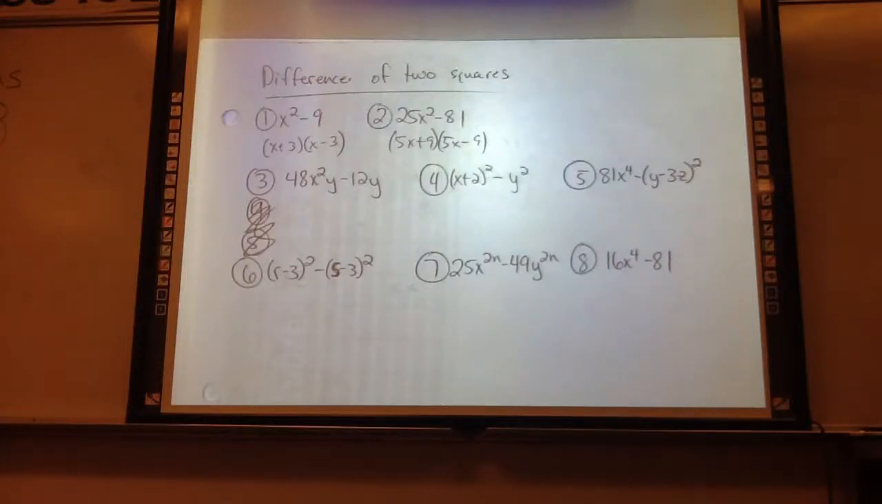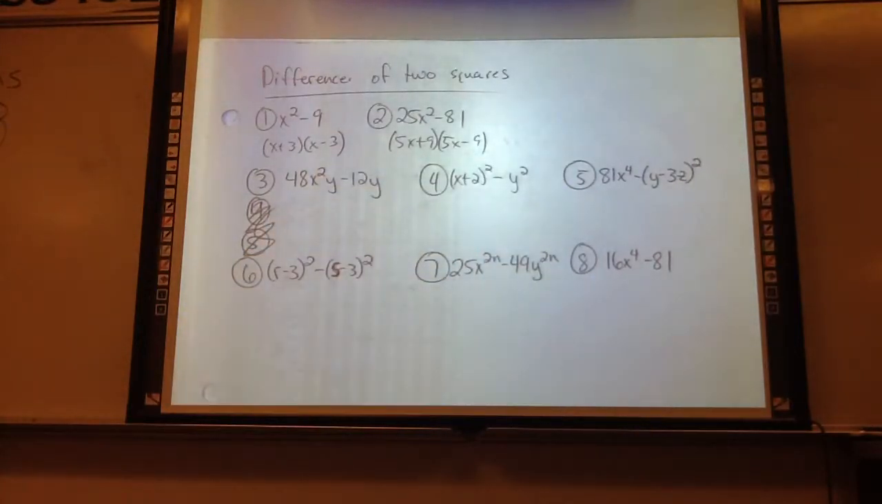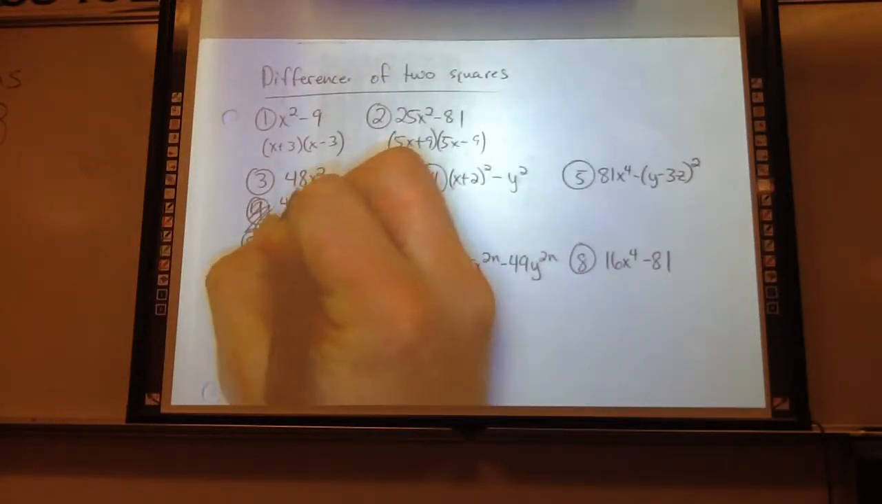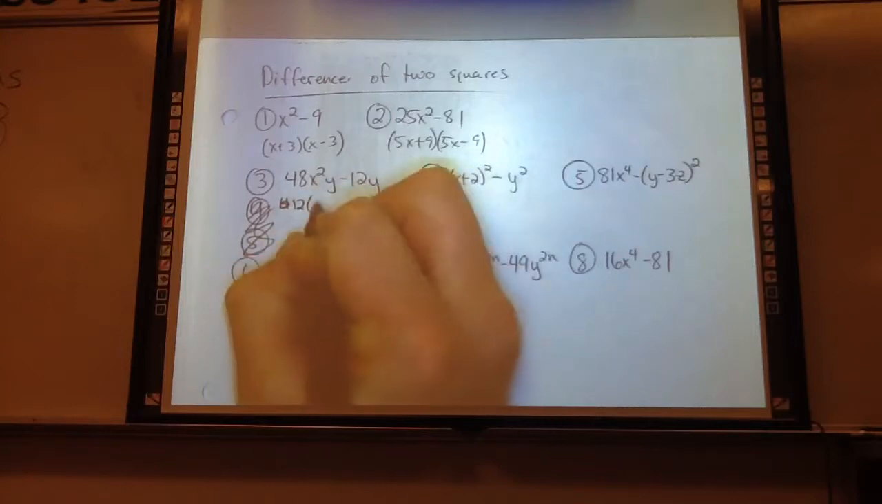She's gonna give you the answers for these. Did you figure out number 3? Yeah. No, 4x squared minus 1. Pull a 4, right? Or 12. I put 12 and y. I thought we did this one. 12y.